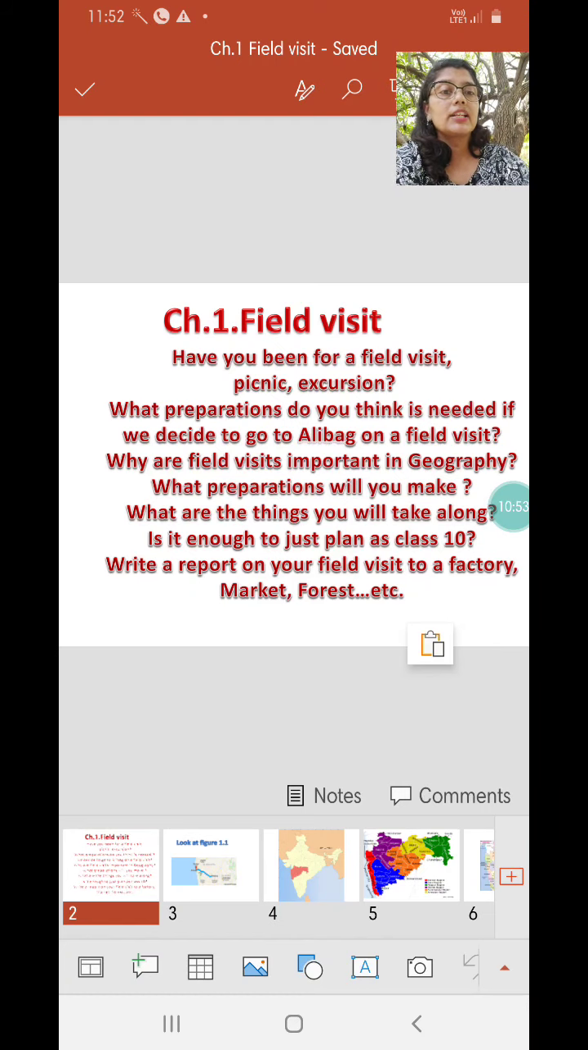Collect more information about mud and wood houses. So from time to time you will come across certain questions related to the actual field visit, which I will be discussing along with you.